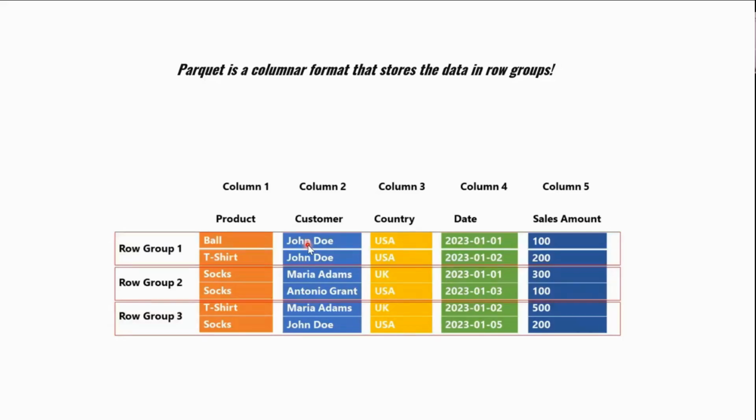But then the question comes, how did the engine come to know to skip row group 1 and only focus on row group 2 and row group 3? Any ideas? Any guess? Let's keep this interactive. You all can think, correct? What can be the cause or what can be the reason that the engine was able to understand to bypass this row group?